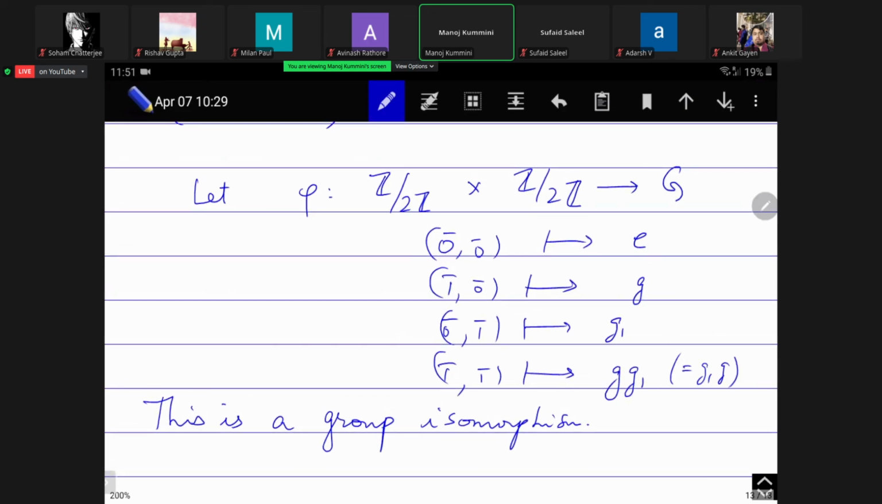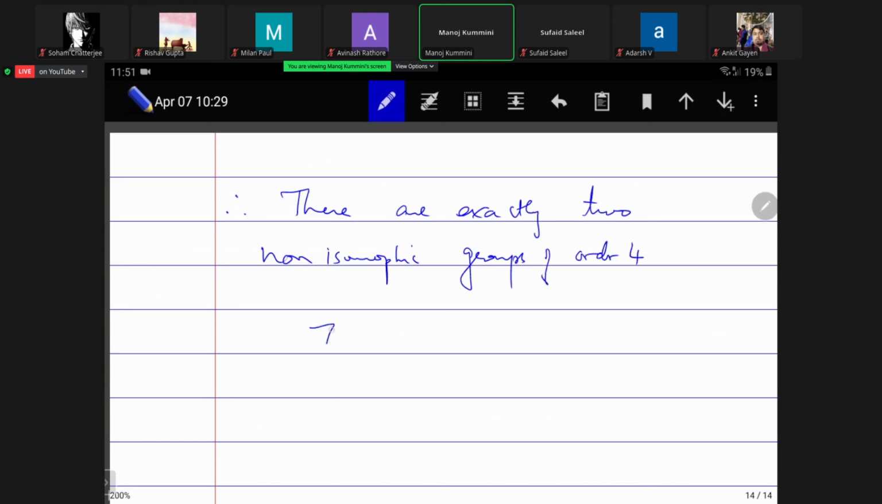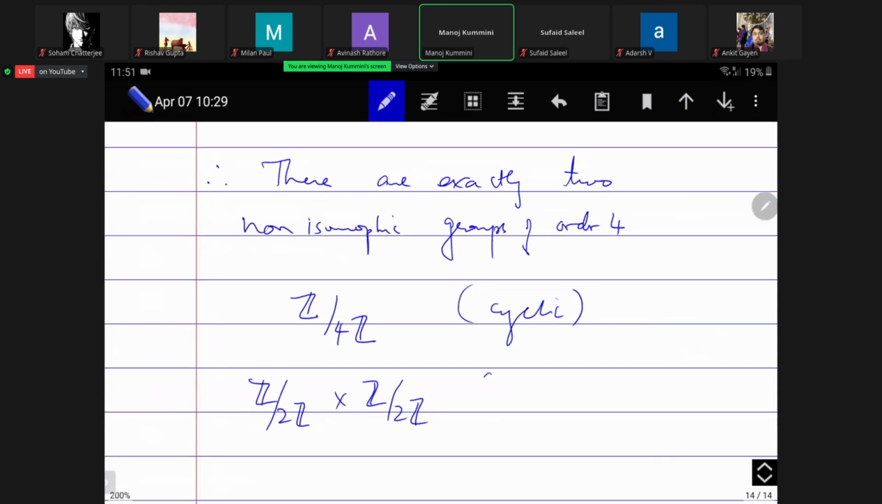Therefore there are exactly 2 non-isomorphic groups of order 4: Z mod 4Z, which is cyclic, and Z mod 2Z cross Z mod 2Z, with the operation that we just defined, which is abelian but not cyclic.